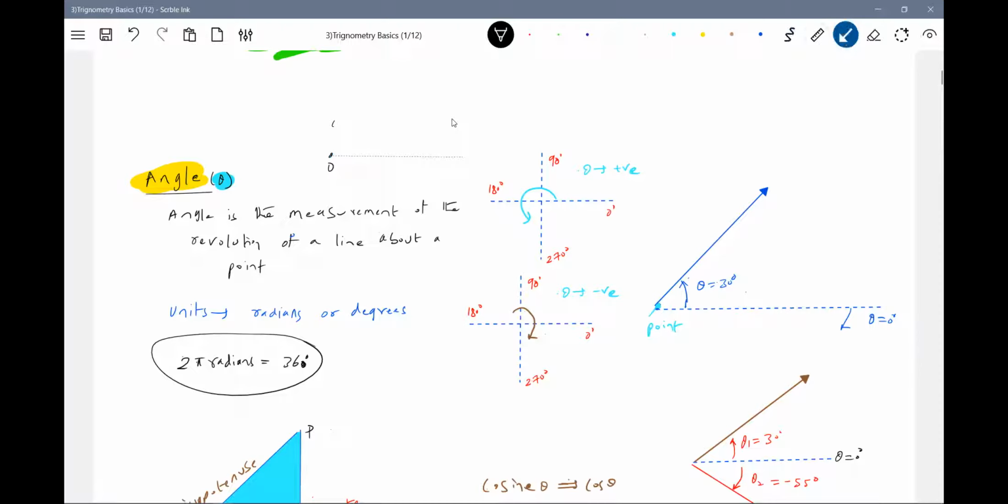Let me come once again. You can see this. Earlier it was along that reference line. Now it starts rotating, no? Revolution of a line about a point. It's just revolving. So I'm going to rotate it. How much did it get rotated? 360 degrees. So like this, the angular measurement will be made. This is what we call theta.